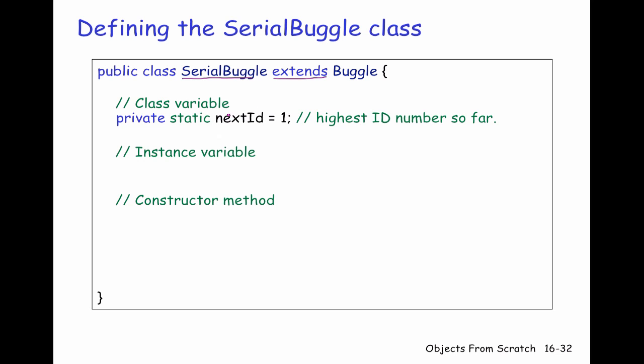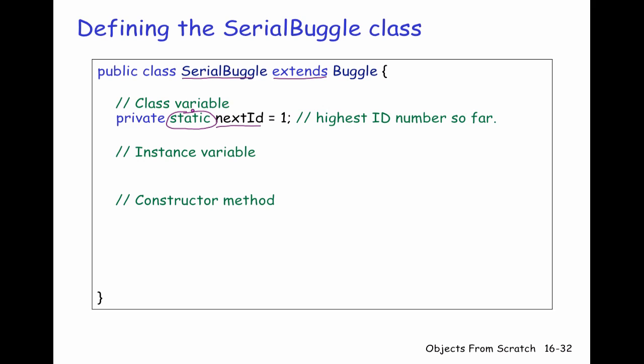So we are going to have a variable named nextID, and we declare it static because we want this to exist in class land. It's effectively a global variable that we can use when creating any of our SerialBuggles. And we're going to initialize this to 1 because we want our first ID to be 1. But this nextID variable will change over time, and it will always have a value which will be the number to be allocated to the next SerialBuggle we'll create.